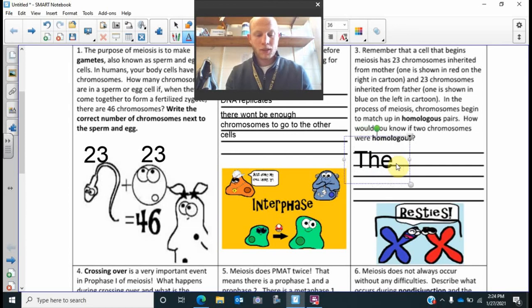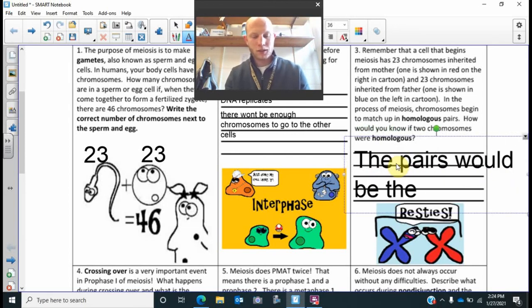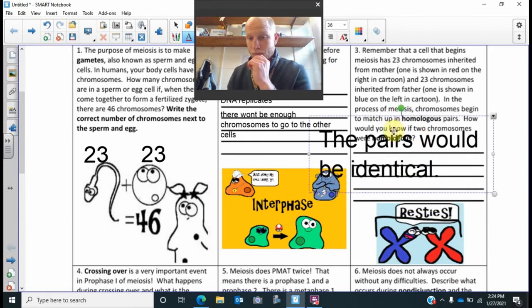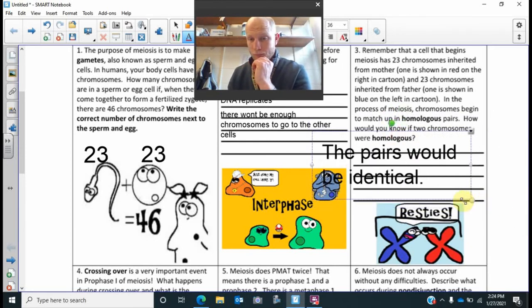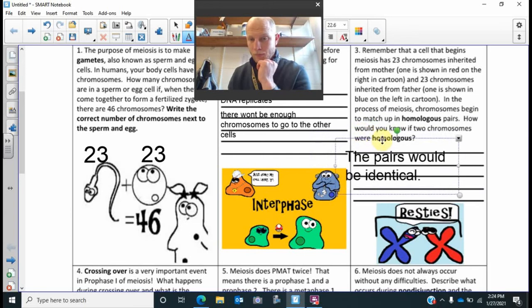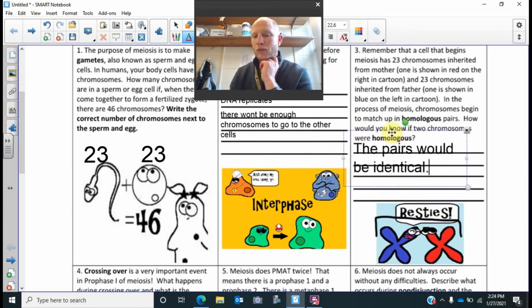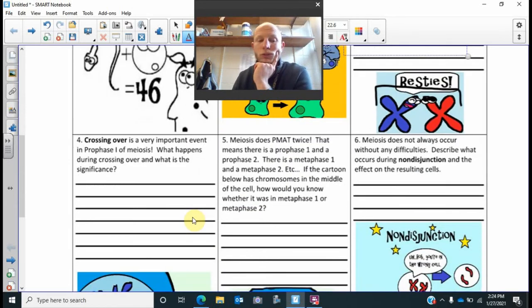The pairs would be the same, or I should say that they would be identical. And we'll only see homologous chromosomes when they buddy up like this. We'll only see these guys during meiosis. We don't see them in mitosis.